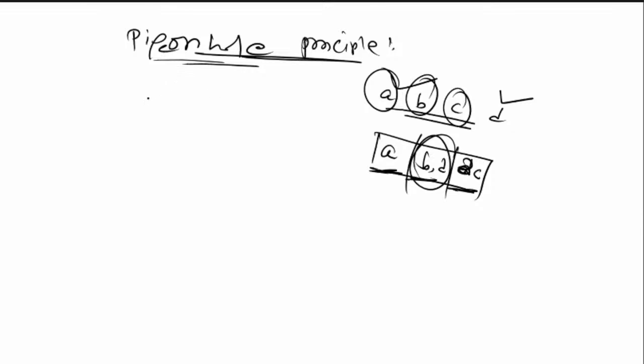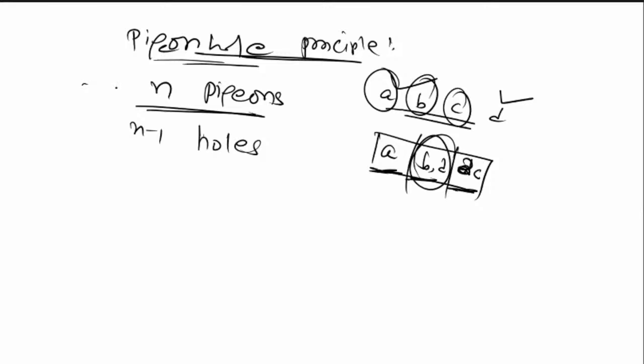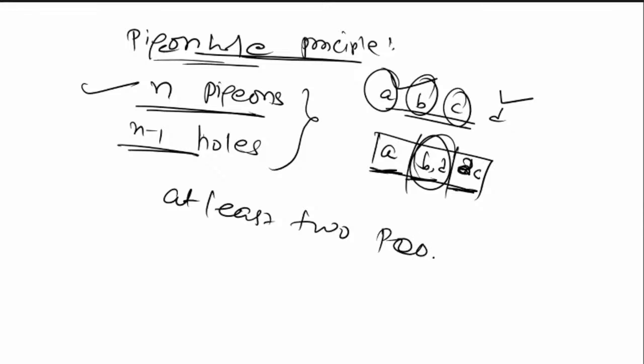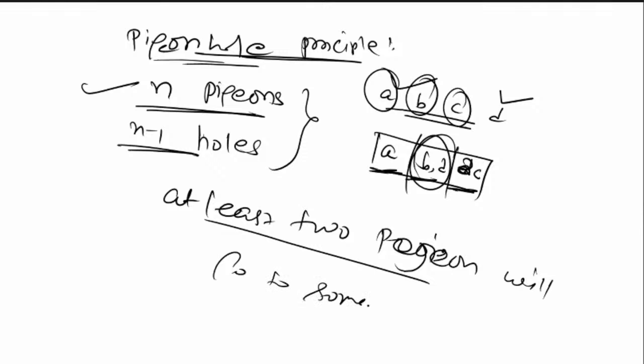In the pigeonhole principle, what happens? If this is your number of pigeons, n pigeons you have, and let's assume n minus 1 holes you have, means there are more pigeons and fewer holes. In this situation, what will happen? At least two pigeons will go to the same hole. So this is the pigeonhole principle.